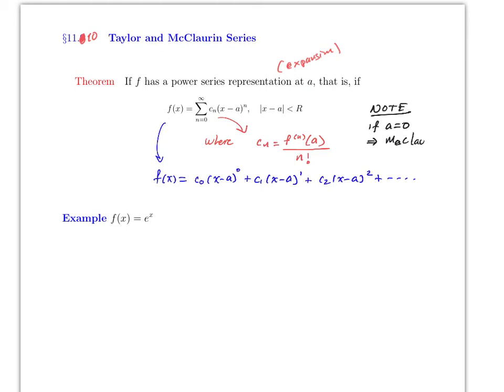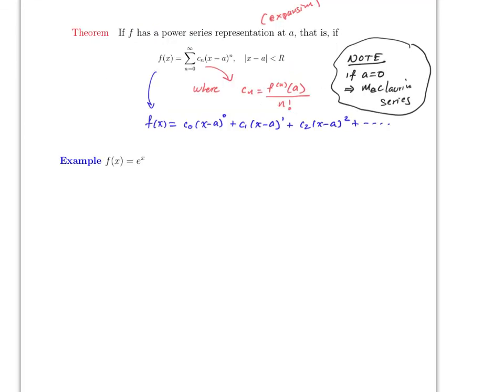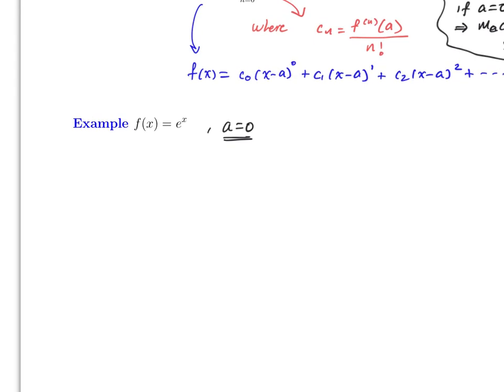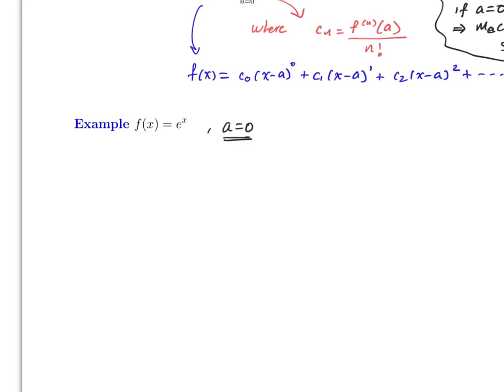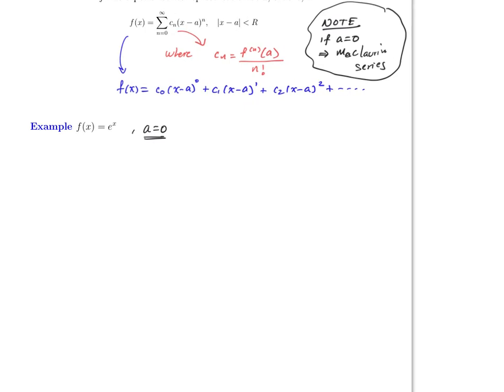Okay, Maclaurin series, which is the most commonly used. The generic name is Taylor, and if a is 0, it's called a Maclaurin series. So let's find the Taylor series, or in this case, the Maclaurin series for this function. This is how they got the functions that we have for sine and cosine before.